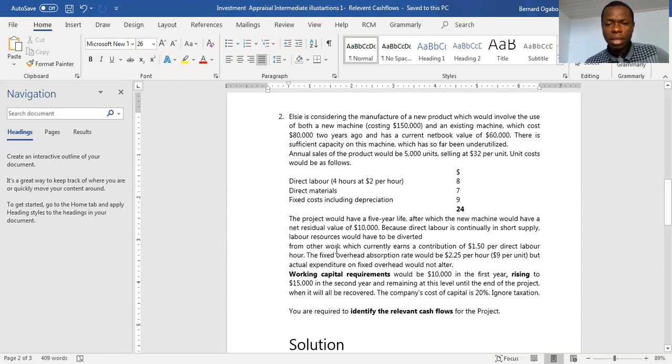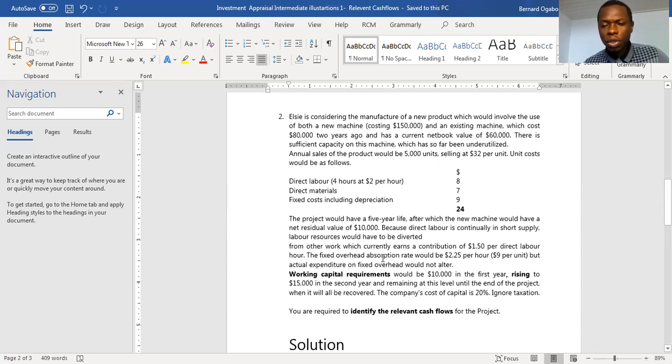So let's look at the labor that is in short supply. If labor is in short supply and we are diverting labor from another work to this one, then the opportunity cost of the income we should have had by using labor at the other part becomes relevant cash flow in this scenario. So we are going to see how we will do it as we progress.